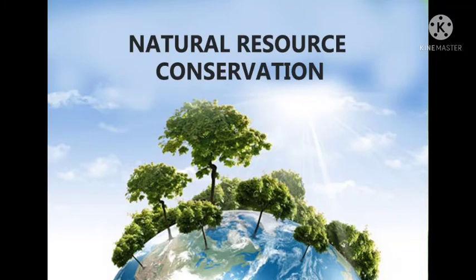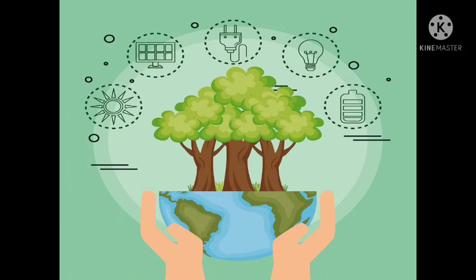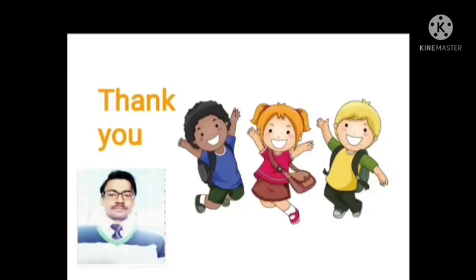Students, now what can you do to conserve natural resources? Always be aware of the problem. Also, take part in events, organizations, and societies that aim to preserve and defend natural resources. Students, you can use resources wisely.